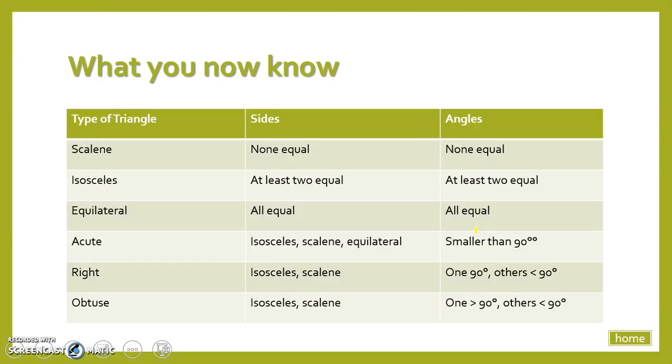And then we have our triangles that we classify based off their angle measure: acute, right, and obtuse. Acute triangles can be isosceles, scalene, or equilateral, and all angles are smaller than 90 degrees. Our right triangles can be isosceles or scalene; one angle is 90 degrees and the others are less than 90 degrees. Obtuse triangles can be isosceles or scalene, just like the right triangles, and one angle is greater than 90 degrees and the others are less than 90 degrees.